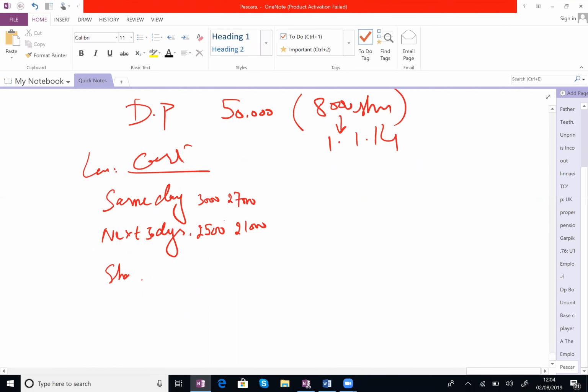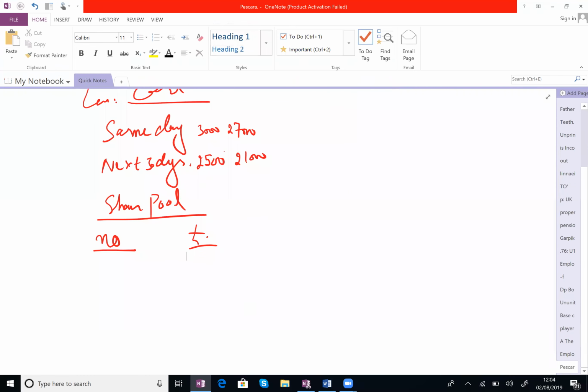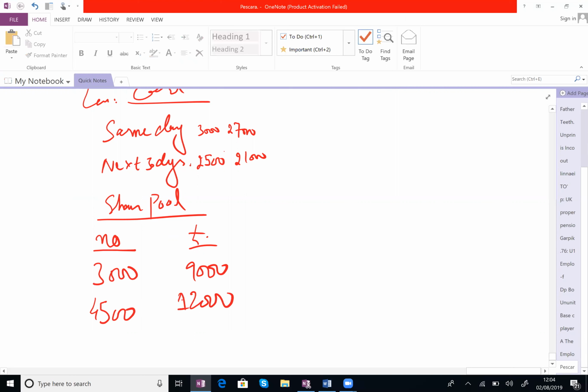Make the share pool with two columns, number of shares and cost, and from start to end write down all the shares. Firstly, you purchased how many shares of this company? 3,000 at a cost of 9,000. Then 4,500 shares at a cost of 12,000. Then the rest are same day and next 30 days. We already have the cost of these shares, so don't write them again in the share pool.